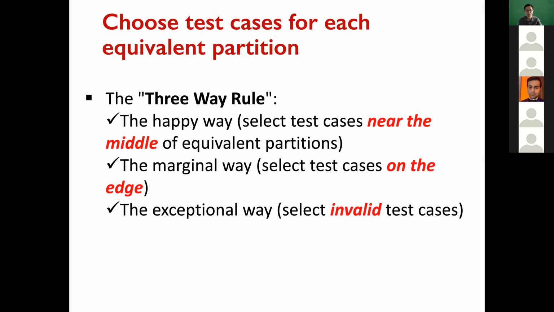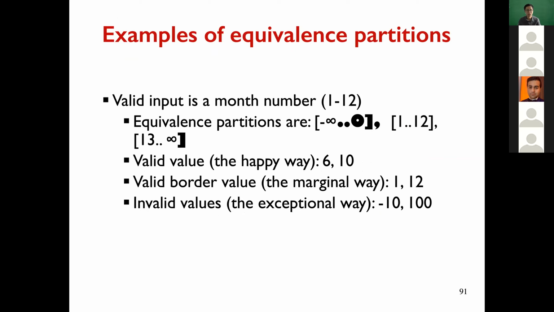Let's look at an example. Okay. For example, the valid input is a month number from 1 to 12, January to December, right? 1 to 12 is a month number. The input is a month number. So what can be the equivalence classes?